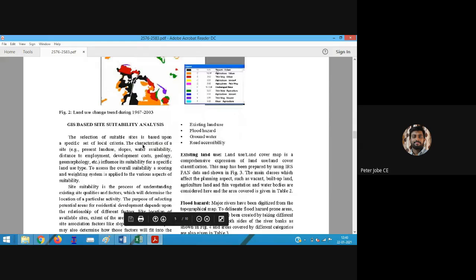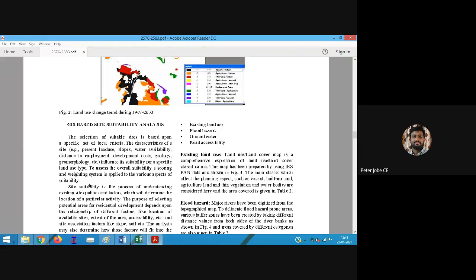So the selection of suitable sites is based upon a specific set of local criteria. The characteristics of a site, for example the present land use, slopes, water availability, distance to employment, development cost, geology, geomorphology, etc., determine suitability for a specific land use type. To assess the overall suitability, a scoring and weighting system is applied to various aspects of suitability. So what they have done is they have quantitatively analyzed the site suitability. Here they have given a weightage for each of the aspects.